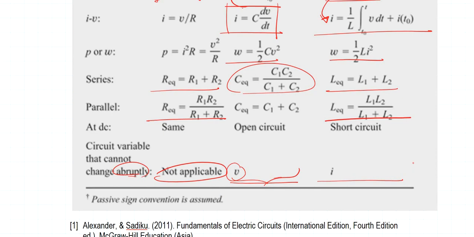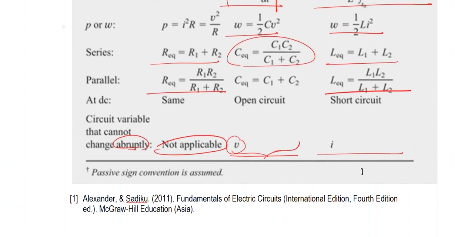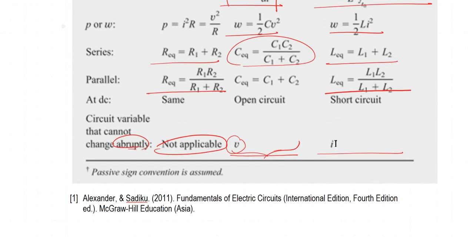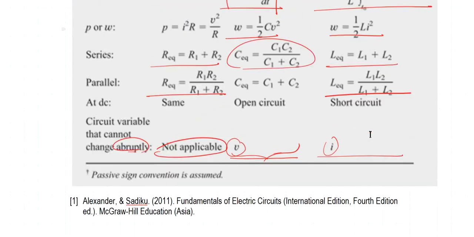Whereas for inductors, the circuit variable that cannot change abruptly is the current. That's the I, because it will take some time to build up the magnetic field, and once it builds up, it wants to push the amperes on that wire, so it cannot just change suddenly or abruptly.